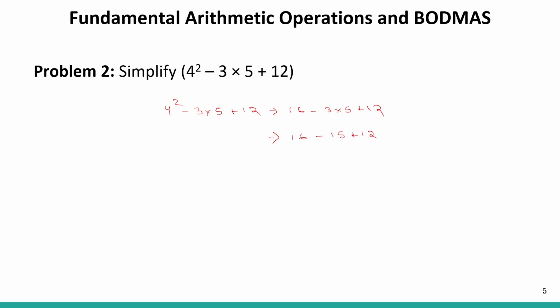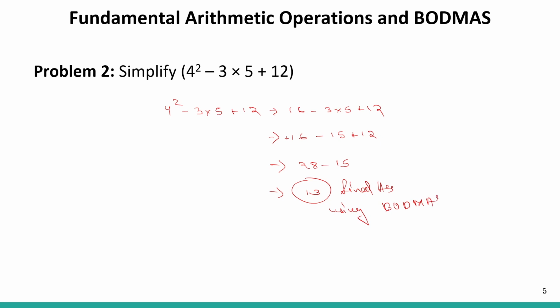Then we look for additions, and we add them together, that is 16 plus 12, so this will be equal to 28. Then minus 15. Then we look for a subtraction symbol. Are there any subtraction symbols involved? Yes, so we subtract, and what we are left with is 13. This is the final answer.